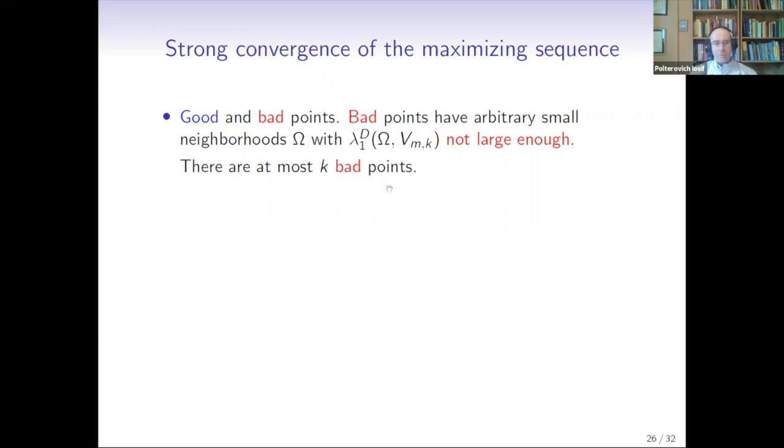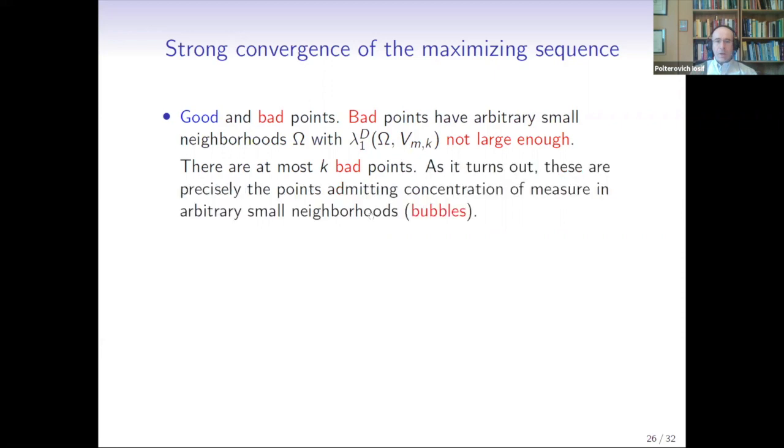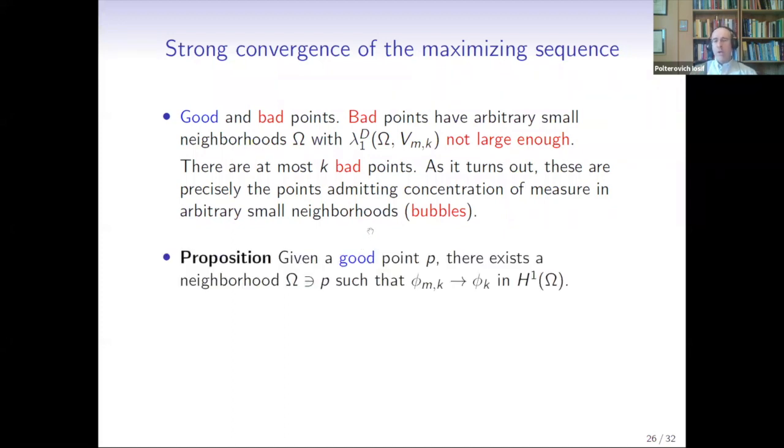One can show from variational arguments that there are at most k bad points, so at least there is a finite number which is controlled. And these are precisely the bubble points that will appear, and we know that they will appear, so that's not such a big surprise. The proposition that we prove is that given a good point, a point where you don't have this issue, then in fact you have strong convergence. So then there is a neighborhood such that your maximizing sequence converges strongly in H1 to phi_k.